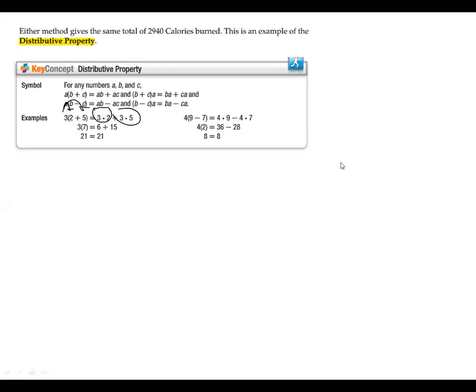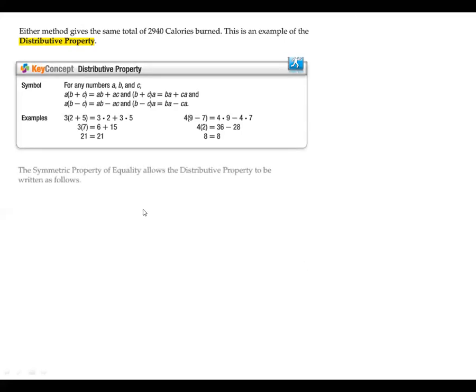Okay, now this one is an easy example because you could just add the 2 and the 5 and get 7, multiplied by 3, and get 21. But to illustrate the distributive property, you distribute the 3 and get 3 times 2 plus 3 times 5, which is 6 plus 15, or 21. Same answer. And it still works with subtraction.